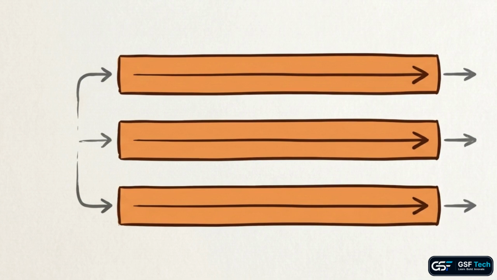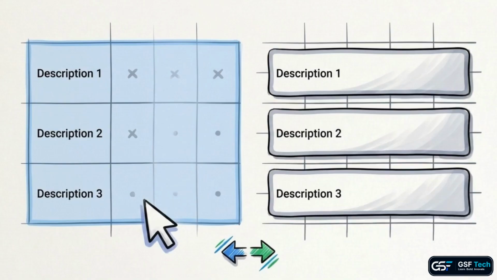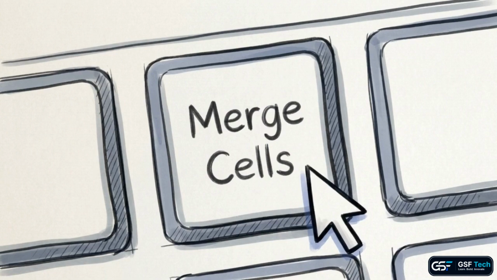We also have a few other tools at our disposal. Back in that same drop-down menu, there is an option called Merge Across. This diagram illustrates how this tool works. It combines your selected cells row by row, creating wide text blocks without centering the text, which is perfect for formatting multi-line descriptions. Then there is the standard Merge Cells option.